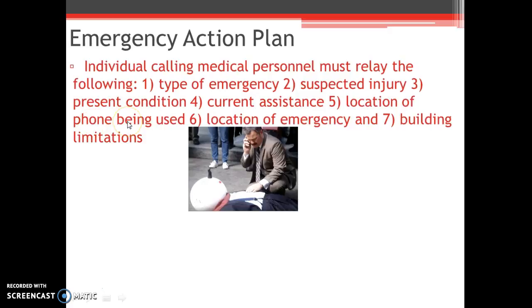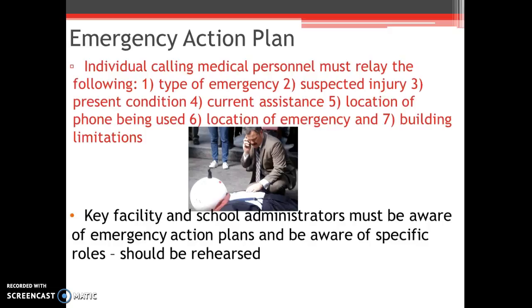Now that's kind of an old recommendation. Obviously most of us now will be on cell phones, but still you want to know where you're making the call from. The location of the emergency and the building limitations. So if you're inside, is there an elevator? Is there any stairs? Is there a back door that's easier access maybe for a gurney coming off of an ambulance?